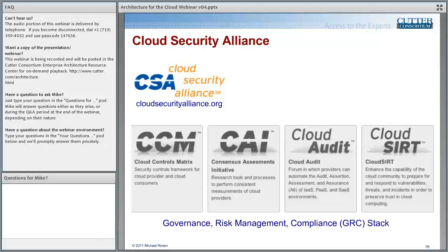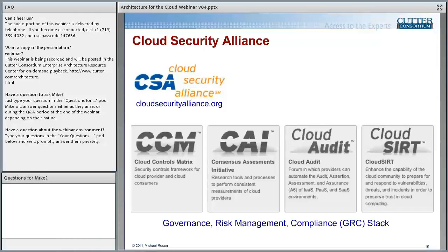The Consensus Assessment Initiative is a way for providers and consumers of cloud services to have a fairly common approach to assessment of that provider. One of the first deliverables out of this is a spreadsheet that has a set of standard questions for consumers and auditors to ask cloud providers. Cloud Audit is a way to automate the audit, assertion, assessment, and assurance of a software platform or infrastructure as a service environment, and provides an open, extensible interface and method for doing so.